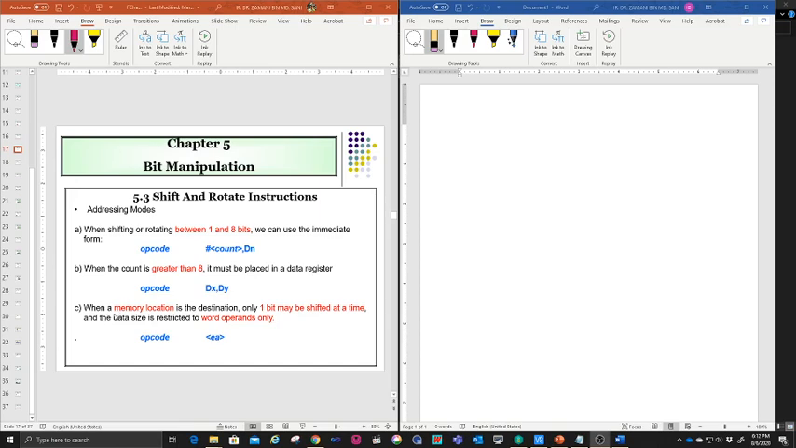Okay, when a memory location is the destination, only 1 bit may be shifted at a time, and the data size is restricted to word operands only. So, it's okay for this one. We're going to look at the examples.